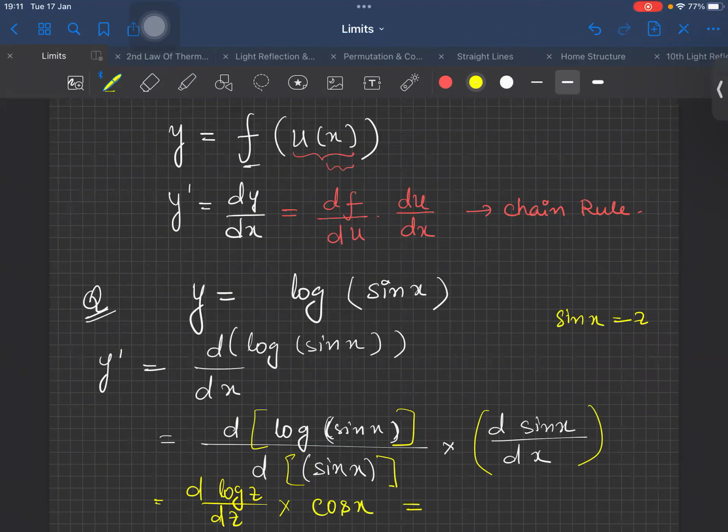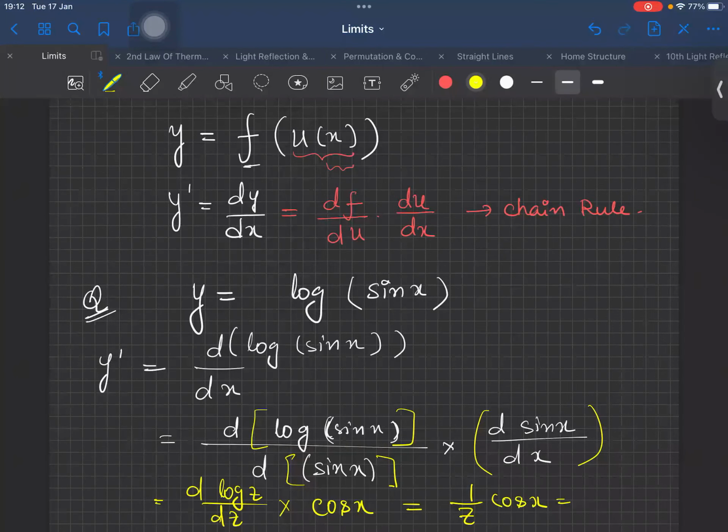Now, what is the derivative of log z with respect to z? Anyone? 1 by? Yes, Shreya, you are correct. Say 1 by z. Yes, 1 by z. Very good. So 1 by z into cos x.